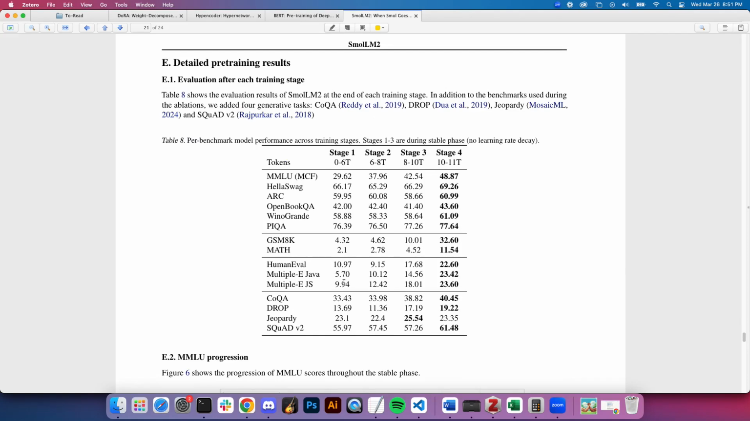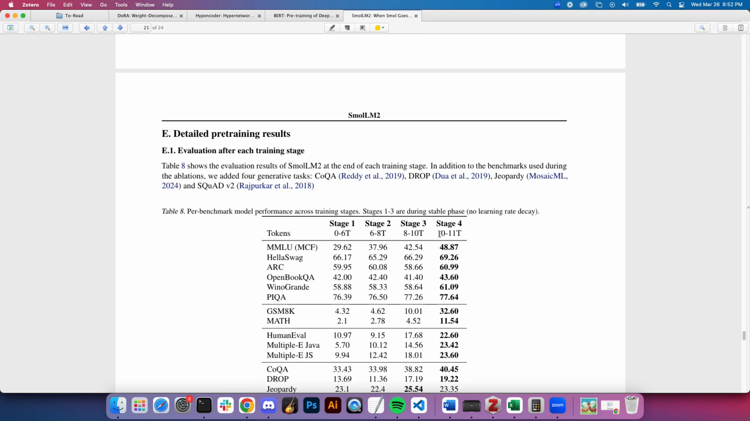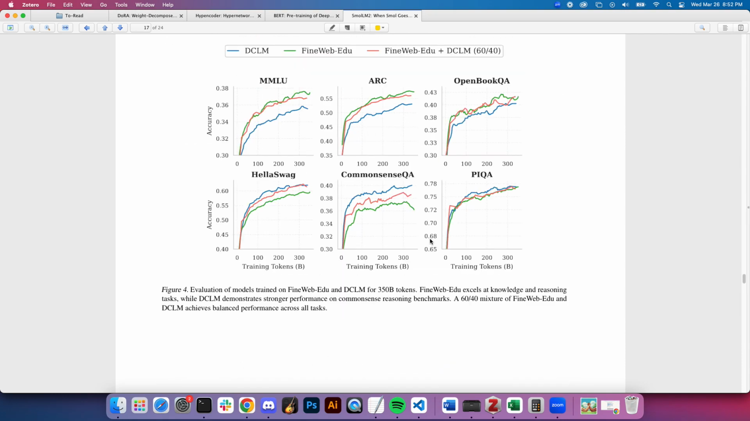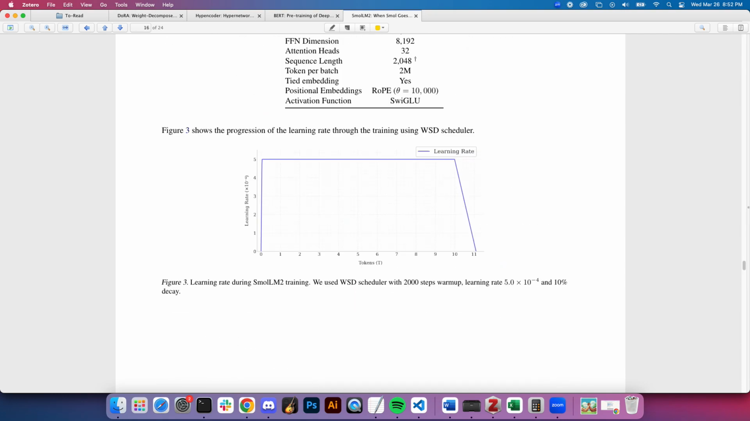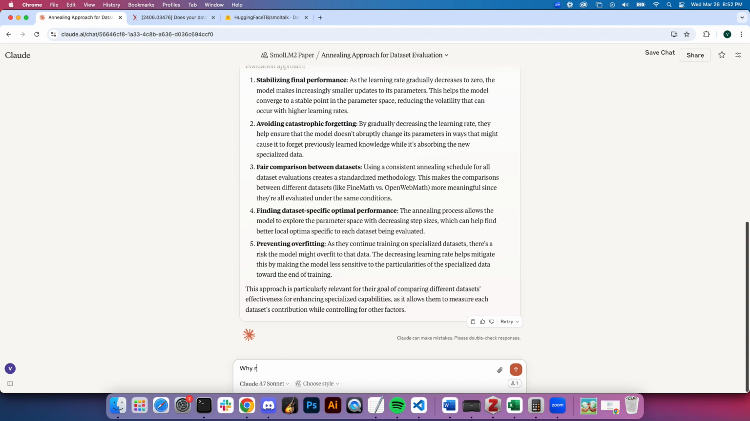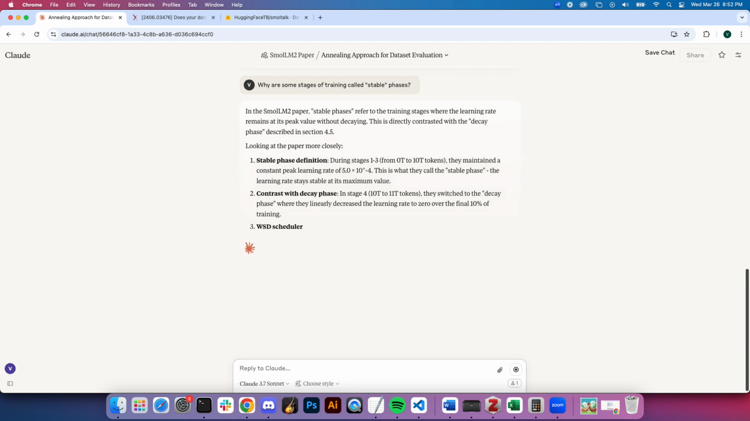Pre-training results. Here's the full set. This is interesting. The progression of MMLU scores throughout the stable phase, so up to 10 trillion. And I think it's called stable because the learning rate is stable. Let's check, why are some stages of training called stable phases? Yeah, learning rate remains at its peak value without decaying.